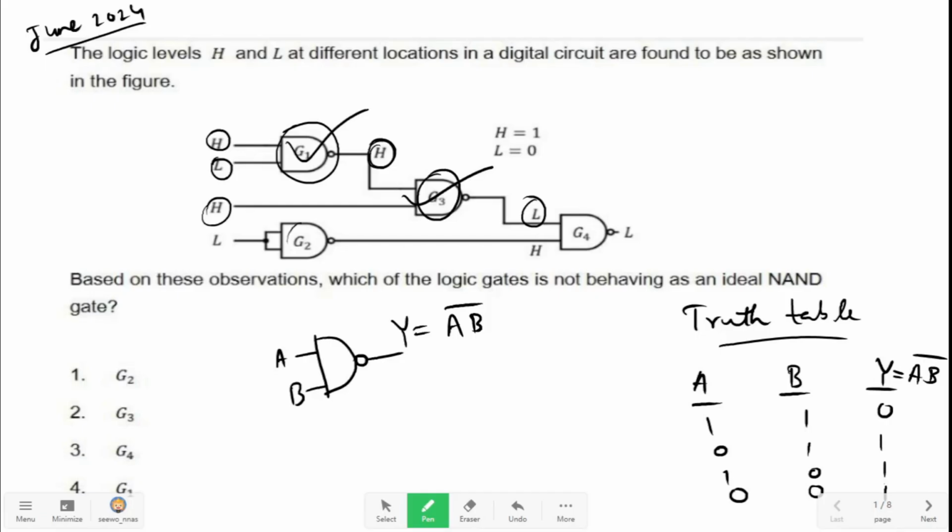In the case of G2, both the inputs are low. When both the inputs are 0, then we are getting the output as high. And we are getting that here also, therefore G2 is also an ideal NAND gate.